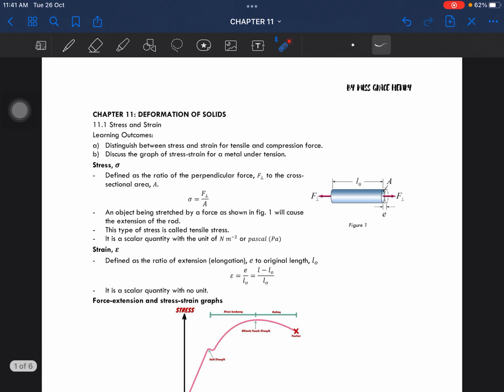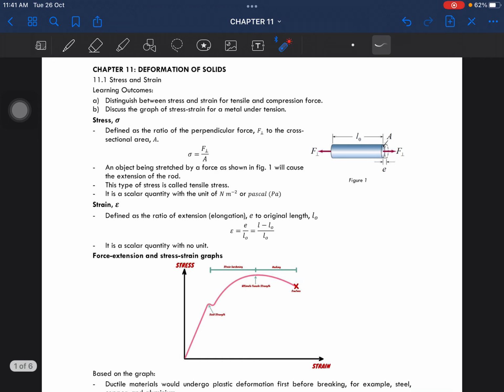In PSPM, we will only be focusing on C3 and C4, which is the calculation part, solving only. The part where you have to distinguish between stress and strain is for your UPS questions. It focuses more on C1 and C2, your understanding of the chapter, meaning the theory part of the chapter. When it asks you to discuss the graph, you should be able to draw the graph. Sometimes in PSPM they ask you to draw the graph.